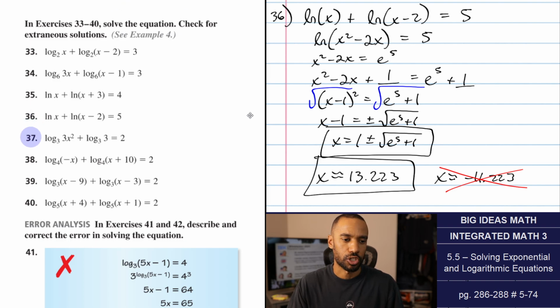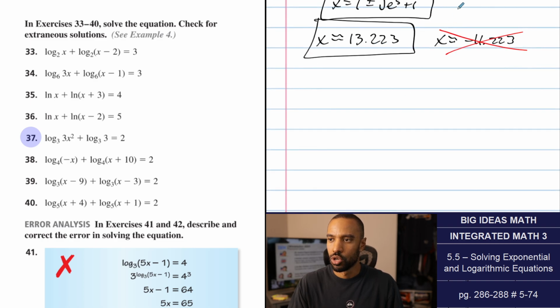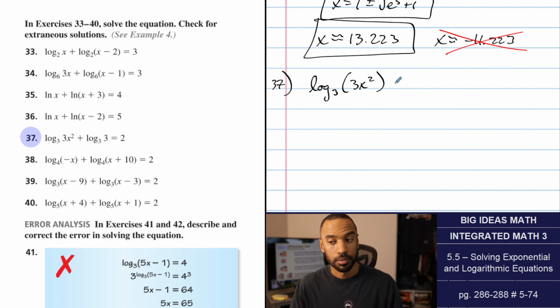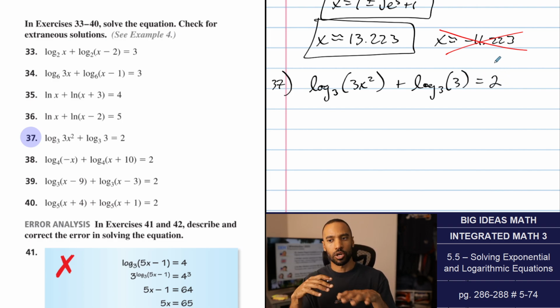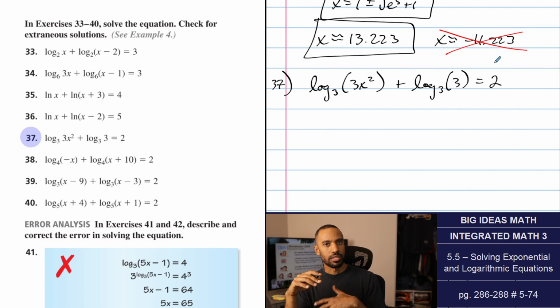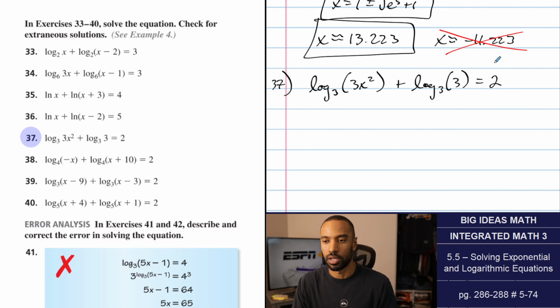All right, number 37. Out of the natural log chute, maybe we're getting back to normal, rational answers. Knock on wood for that one. Number 37, log base 3 of 3x squared. Notice that's already quadratic. Plus log base 3 of 3 equals 2. The good news about that being quadratic already is that when you square negative answers, they'll turn positive automatically. So unless they're imaginary numbers, all should be good here.